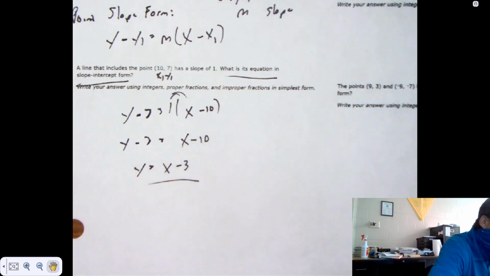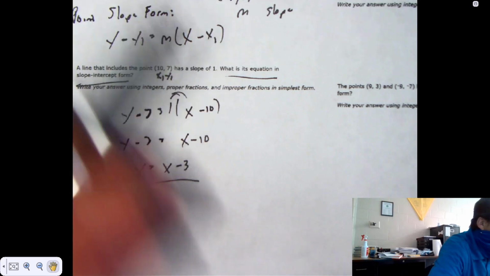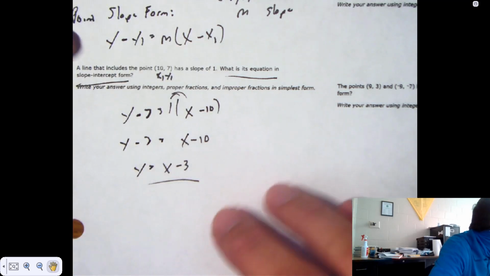So you guys have all seen point slope form. Savannah, you came from Westview, right? Did you do point slope form in Westview? Don't remember? It's all right. It's a typical teenage answer.